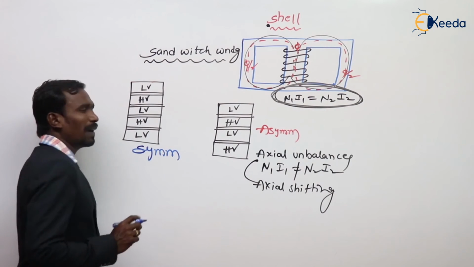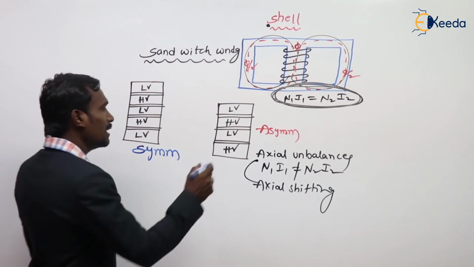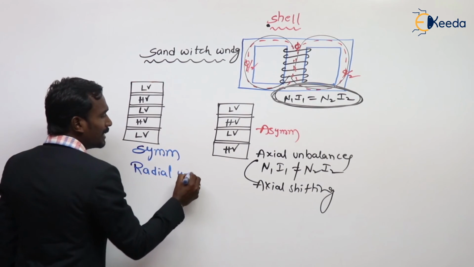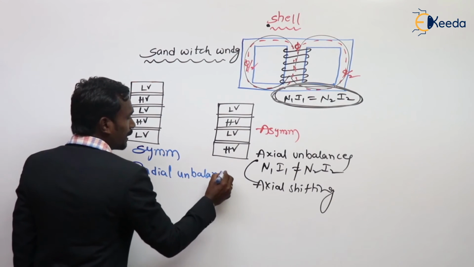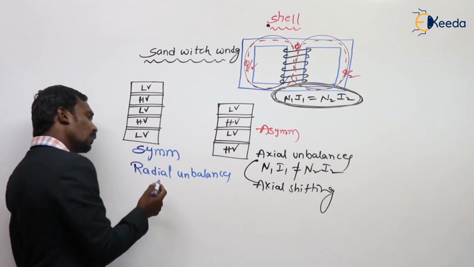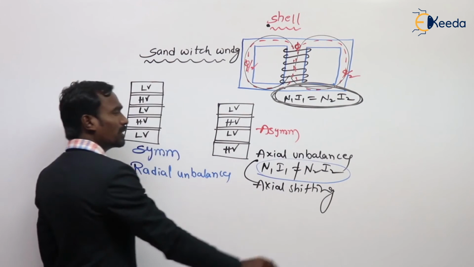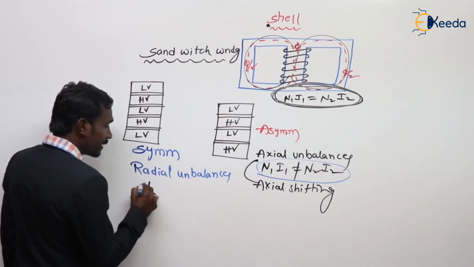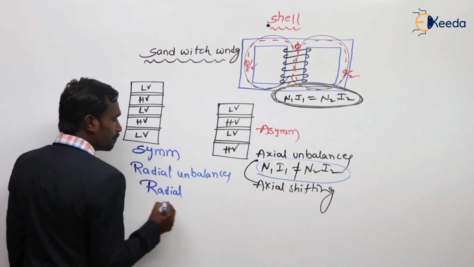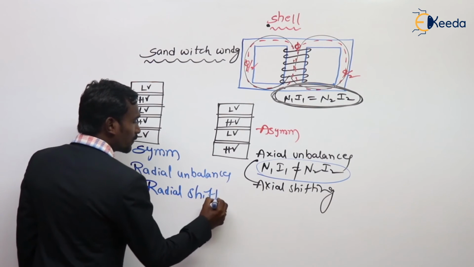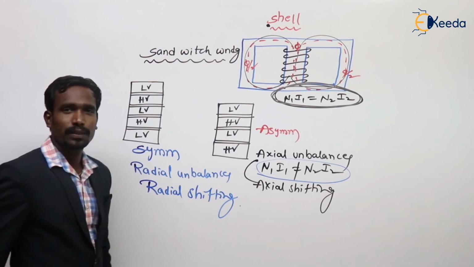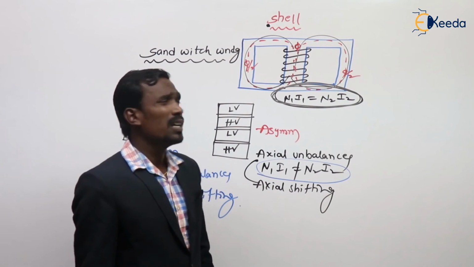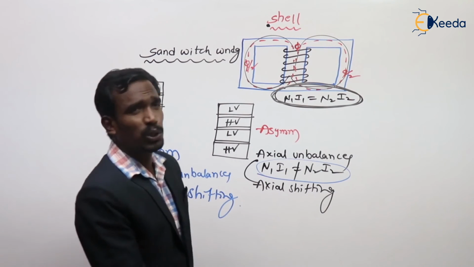And in symmetrical winding, generally radial unbalance will take place. Due to radial unbalance also, N1I1 is not equal to N2I2. The MMFs are not equal. Then by radial shifting we can balance them. Here radial shifting, and here axial shifting. Generally, this is about sandwich winding.